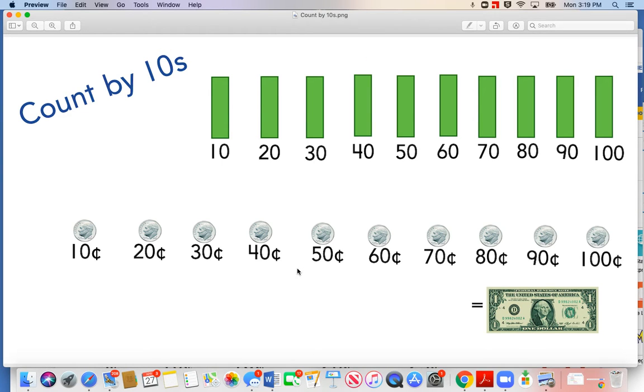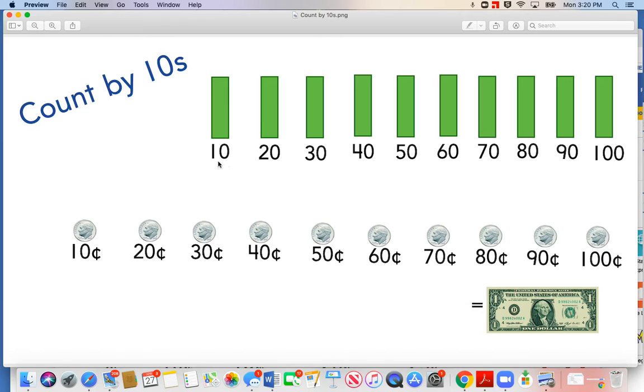All right, class, today you're going to be working on skip counting. You're going to be counting by tens, by fives, and by hundreds, so we're going to practice all three. This will be a topic that is pretty familiar to you, and as we start with counting by tens, we're going to look at both the tens sticks that we use as well as dimes, because dimes are the same as 10 cents.